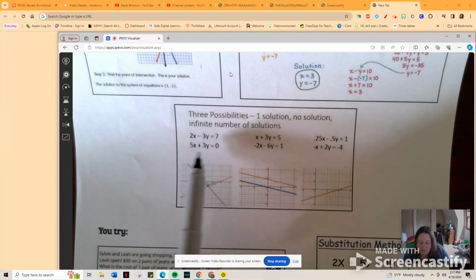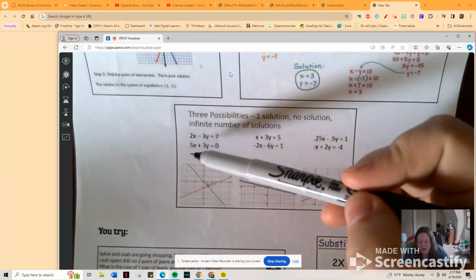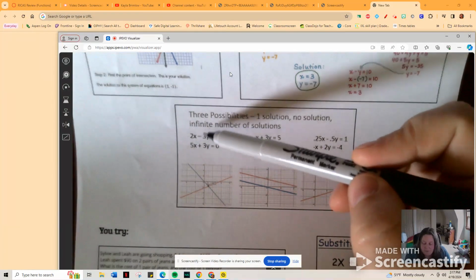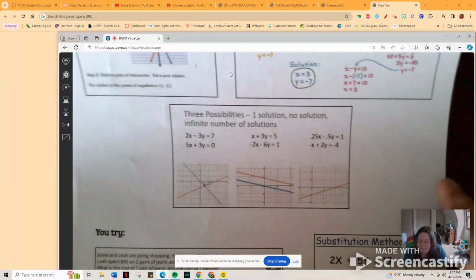When you're looking at the equations, you can also tell how many solutions they'll have from the equations. So when you're looking at one solution, you won't have the same numbers. So 2x and 5x, they aren't the same coefficients. And then I have -3, +3. Even though they're both 3, they have different signs. Those are not the same.